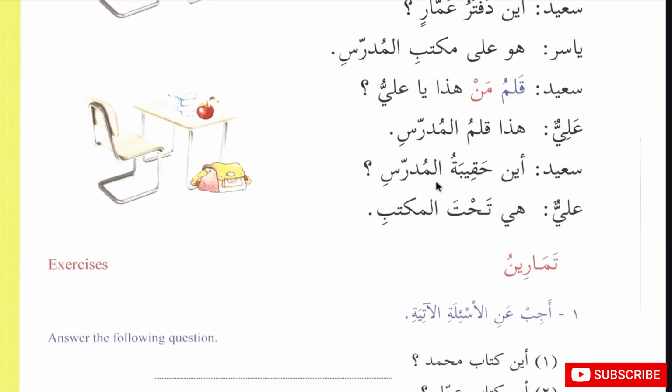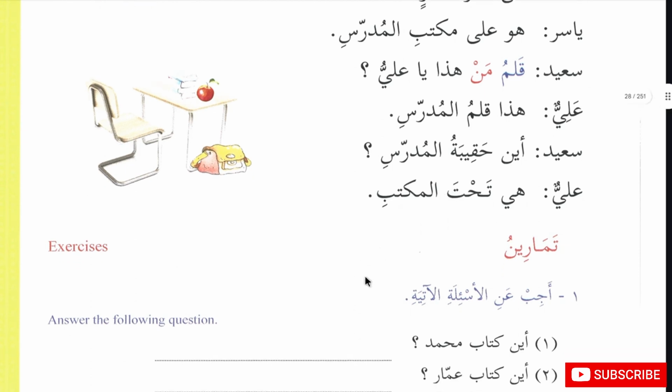أين حقيبة المدرس? حقيبة is like a bag, and it's feminine because of the ta marbuta here. This is the actual sign. هي, so here you wouldn't say هو, you would say هي. تحت المكتب. تحت, it's also one of the words that cause the majrur state for the noun. هي تحت المكتب, it is under the desk.